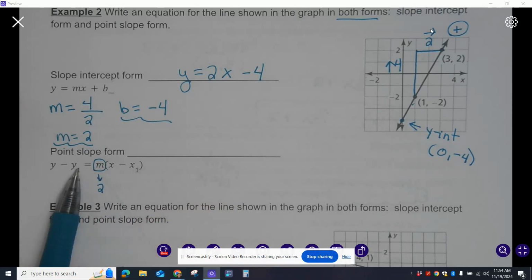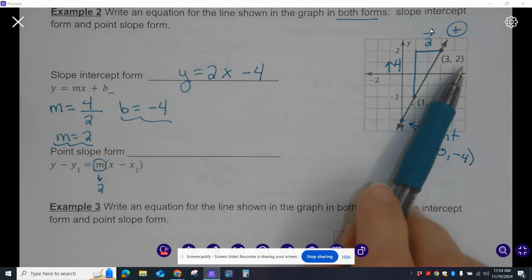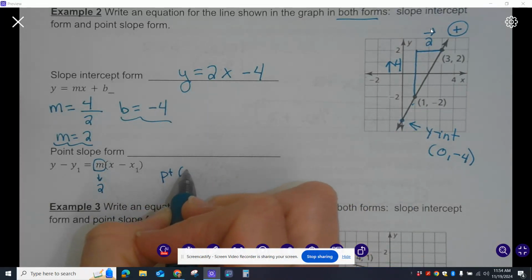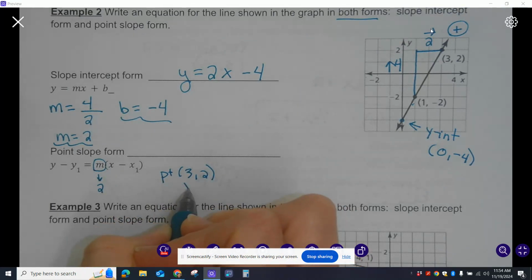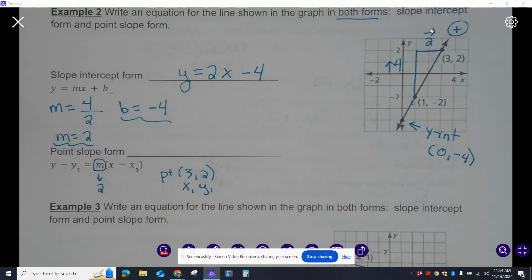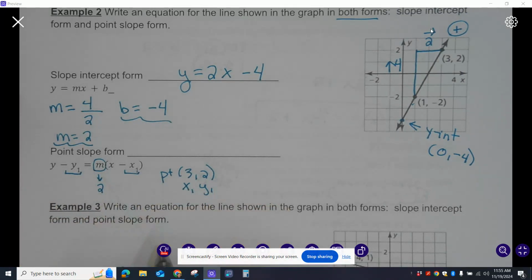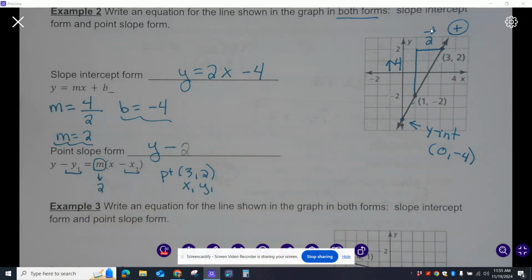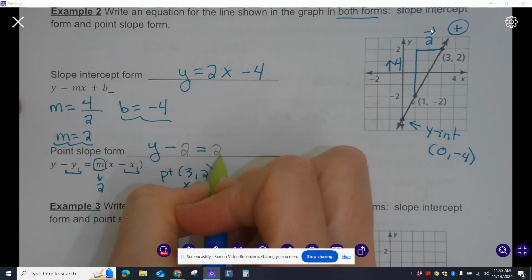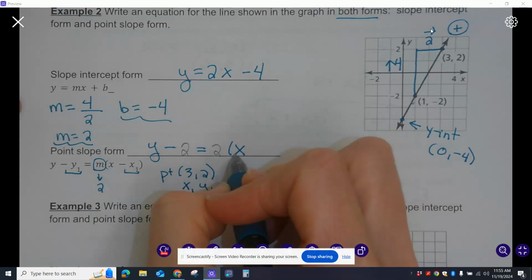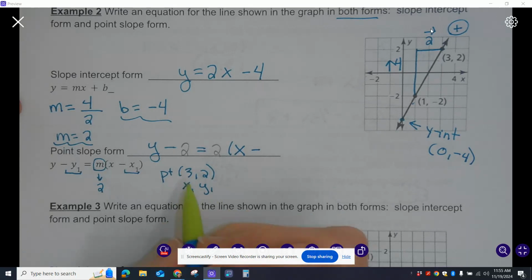Now my points, I'm going to start with this one. So I'm going to say my point is 3, 2. So that would be my x1, that would be my y1. So I'm going to start with y minus y sub 1. Remember, I'm going to substitute a value in here and here. So I'm going to have y minus, what is my y? It is a 2. And then equals, m is also 2. And then parenthesis, x minus, what is my x? My x is a 3.